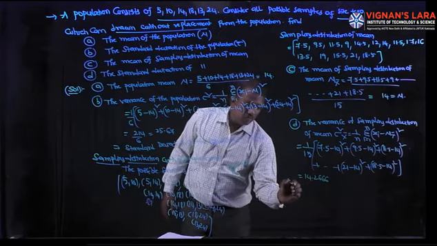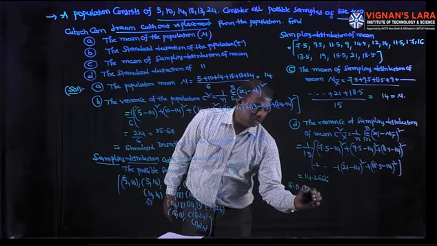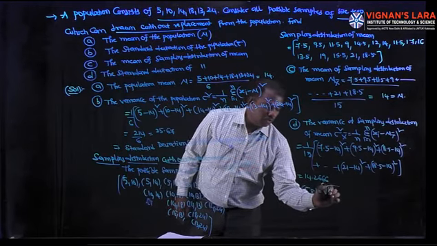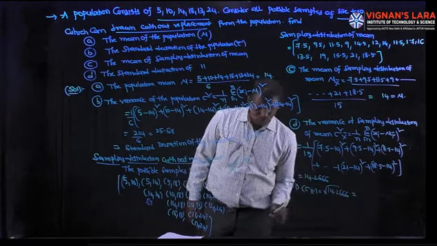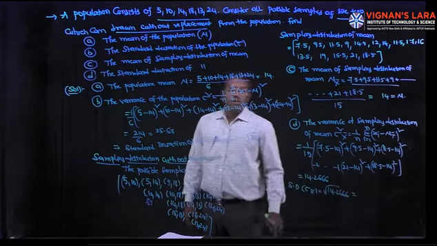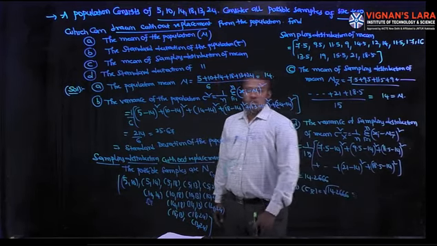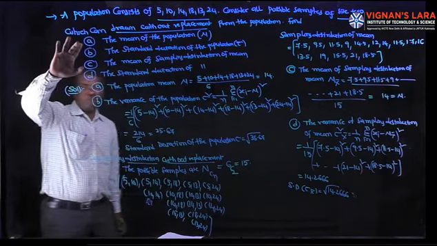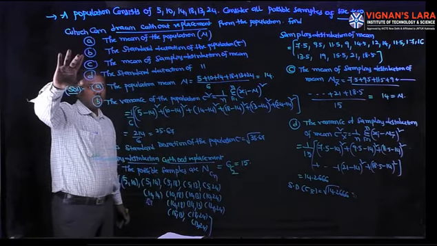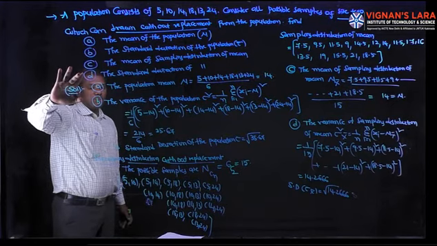Then the standard deviation sigma x bar is equal to root over 14.2666. That is the standard deviation of the sampling distribution of mean. We have four parameters: the mean of the population, the standard deviation of the population, the mean of the sampling distribution of mean, and the standard deviation of the sampling distribution of mean.